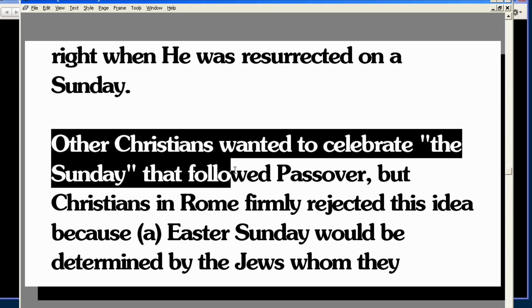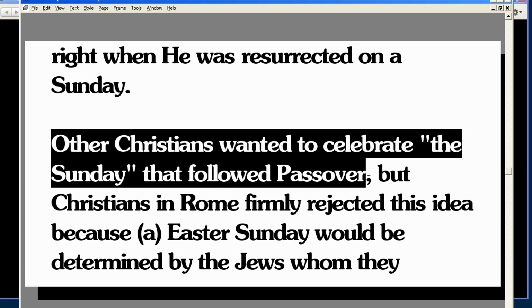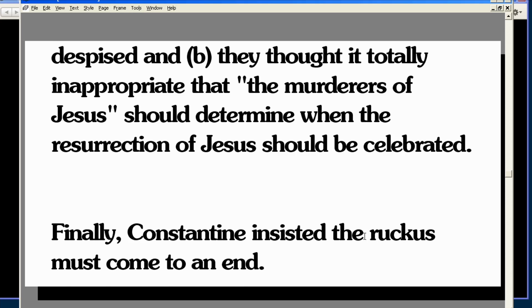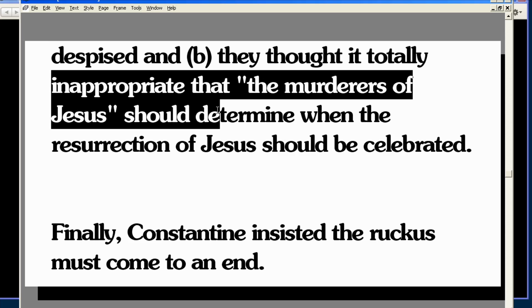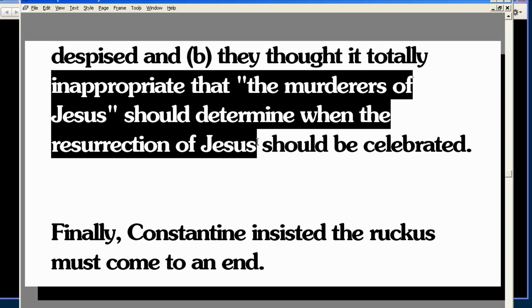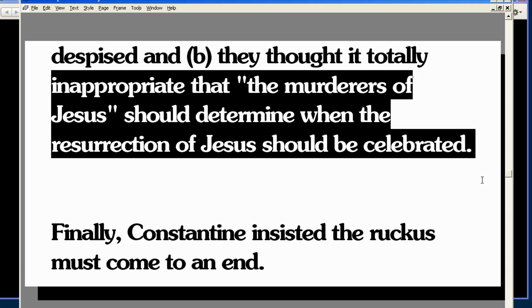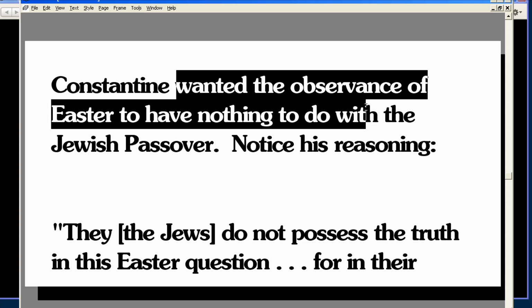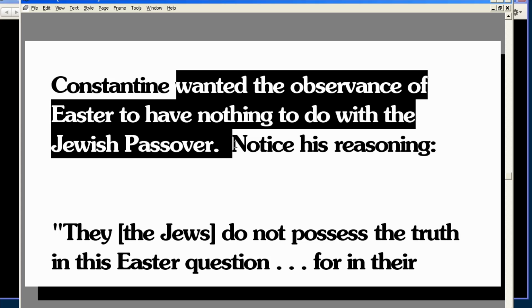Other Christians wanted to celebrate the Sunday that followed Passover, but Christians in Rome firmly rejected this idea for 2 reasons. First, Easter Sunday would be determined by the Jews whom they despised, and 2, they thought it totally inappropriate that the murderers of Jesus should determine when the resurrection of Jesus should be celebrated. Well, finally, Constantine insisted the ruckus must come to an end. Constantine wanted the observance of Easter to have nothing to do with the Jewish Passover.